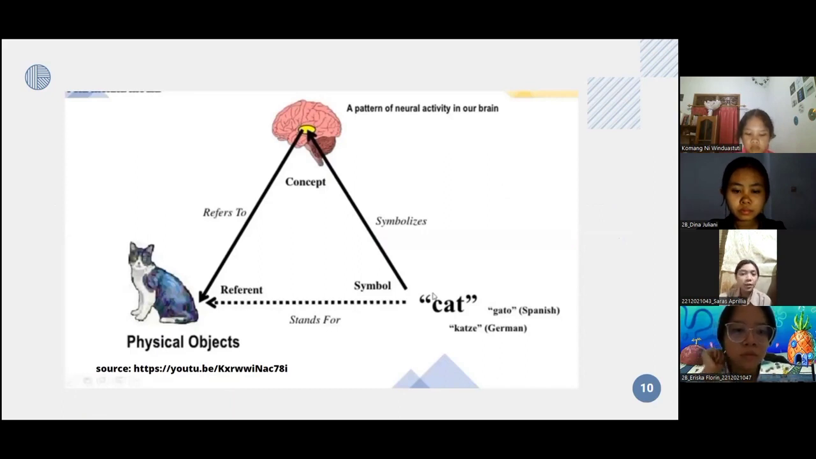What reference semantics means is that when we see an object, namely a cat, our eyes will see it and it will be processed into the brain. Then our brain will create a concept like this: it is an animal, has forelegs, has fur and whiskers, and eats fish. And then the concept in our brain gives rise to the object. Then with the object, the symbol of the word cat is born, which in Indonesian means kucing, and then in German Katze, and in Spanish is gato.